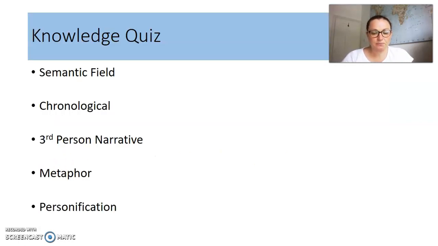So we're going to begin with a bit of a knowledge quiz. There are 5 terms on the screen in front of you: semantic field, chronological, third person narrative, metaphor and personification. What I'd like you to do is to write all of those words down on a piece of paper, pause the video, give yourself 5 minutes to see if you can write down a definition of each of them.